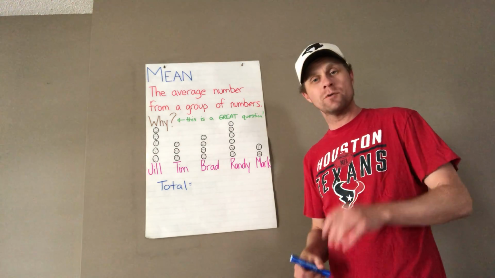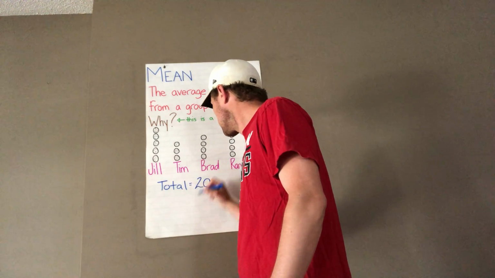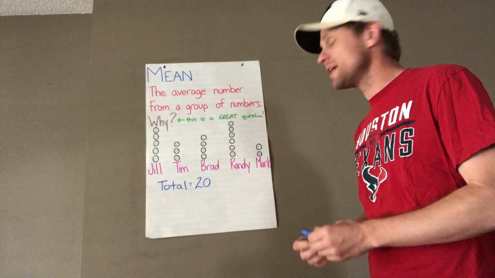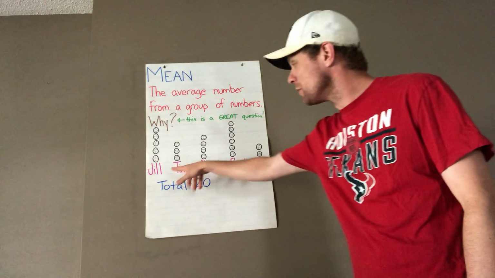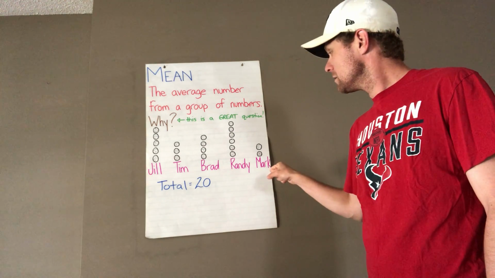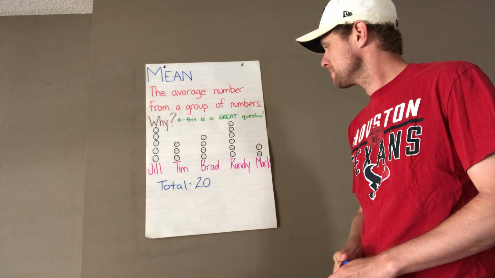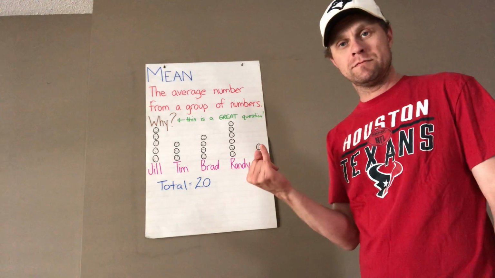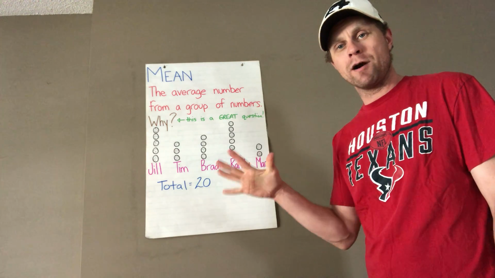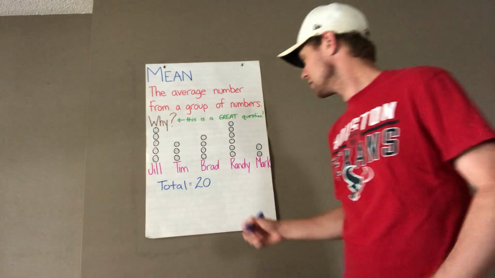Wonderful. I heard someone say it, 20, love it. We have 20 cookies total. Now, how many people do we have where these cookies are distributed? Jill, Tim, Brad, Randy, Mark. We have a whole hand of people. 5 people.